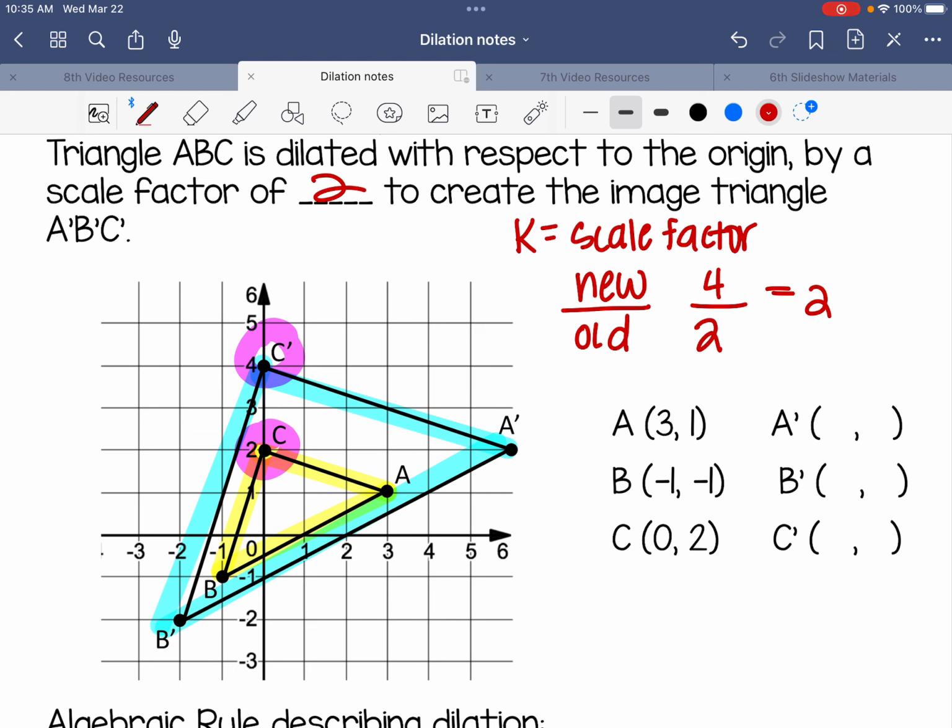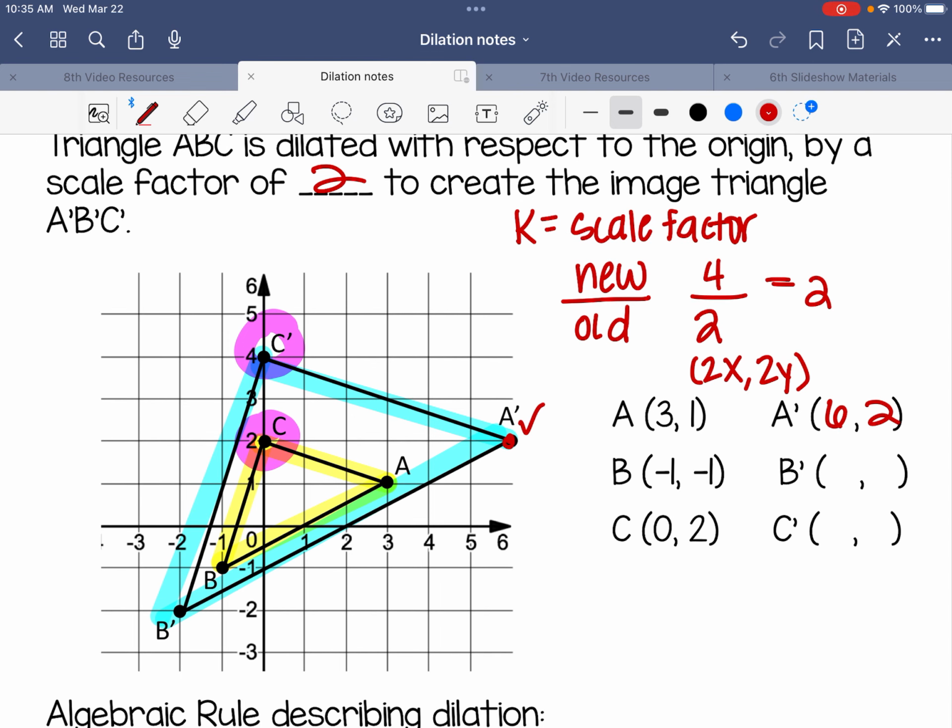So we have A at (3, 1). And to find A prime, we're going to take 2 and multiply it by the x-coordinate, and take 2 and multiply it by the y-coordinate. So I get (6, 2), which matches my new shape, so that one works. Negative 1 times 2 is just negative 2, and negative 1 times 2 is negative 2. And again, that is where B prime is on my image shape. 2 times 0 is just 0, and 2 times 2 is 4. And lastly, that is the third and final point. So we know our scale factor was 2.